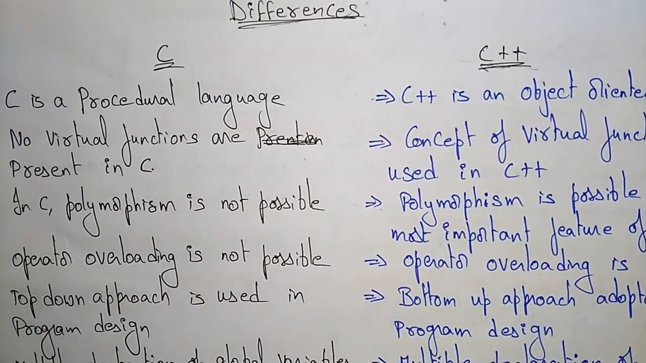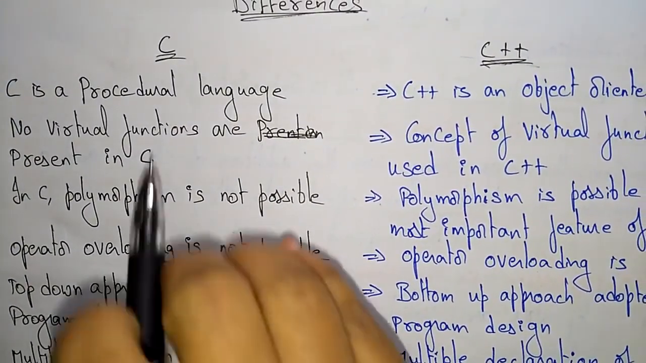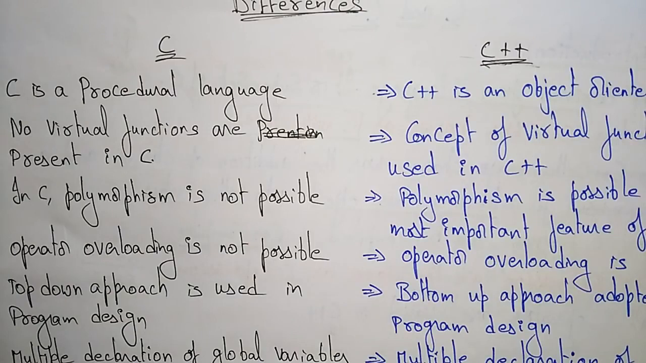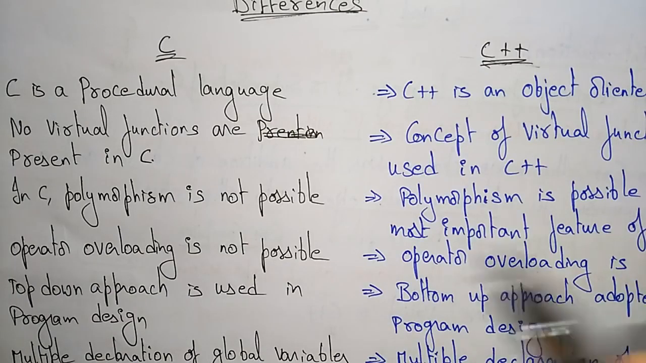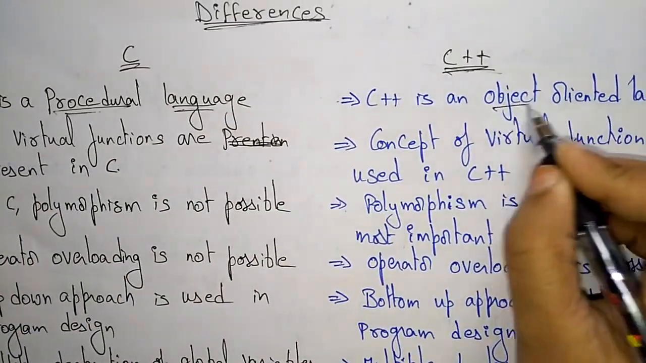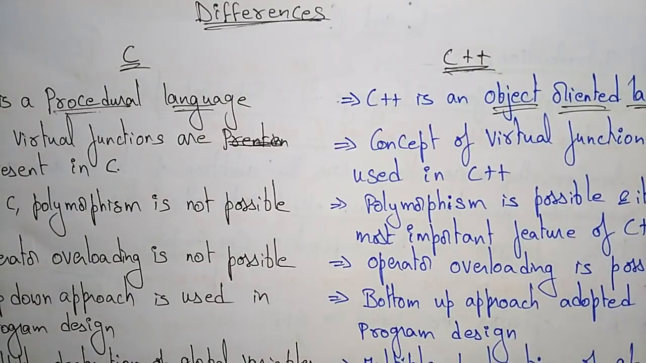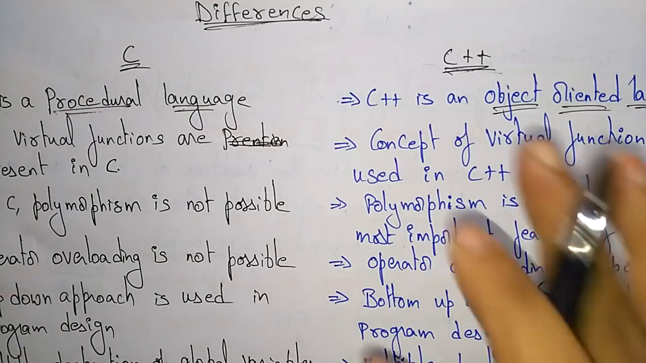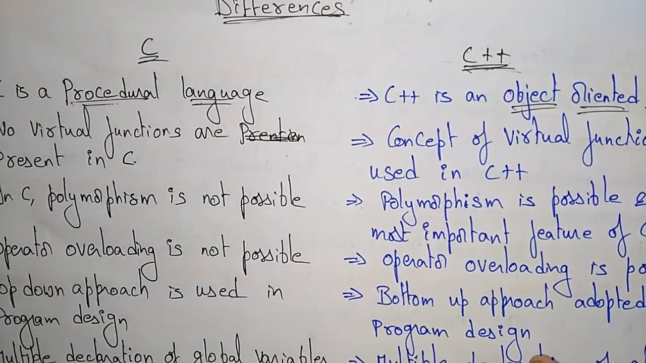Here comes the difference. C is a procedural language. As I said in the starting itself, C is a structural or procedural language, whereas C++ is an object oriented language. In C++ we use objects and classes, so this is an object oriented program.